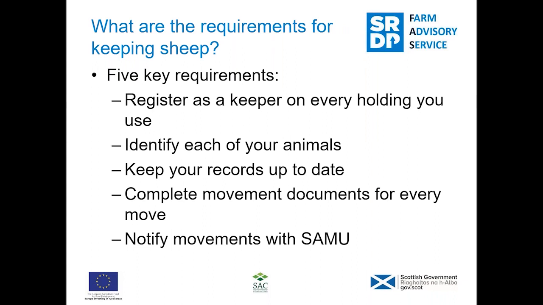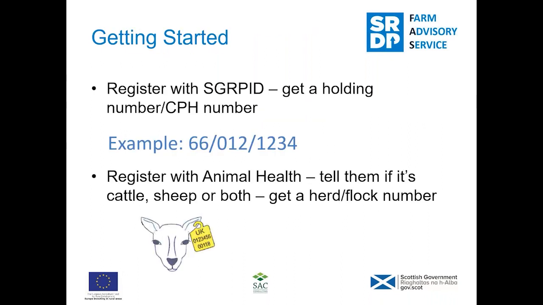There are 5 key requirements to the legislation. You must register as a new keeper on every holding that you use, identify each of your animals, you must always keep your records up to date, and you must complete movement documents for every move and notify them to SAMU. So getting started. New keepers must register your holding with the Scottish Government, which is also otherwise known as SCRIPPed. This will give you a holding number, and the holding number is unique to each holding. So you can just sort of see an example on the screen there. It might start like 66, and then you can just see it here on the screen.